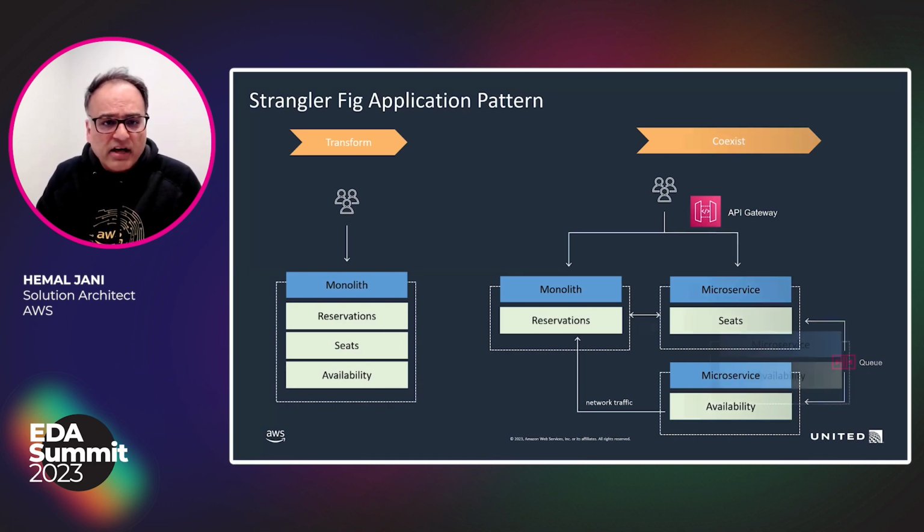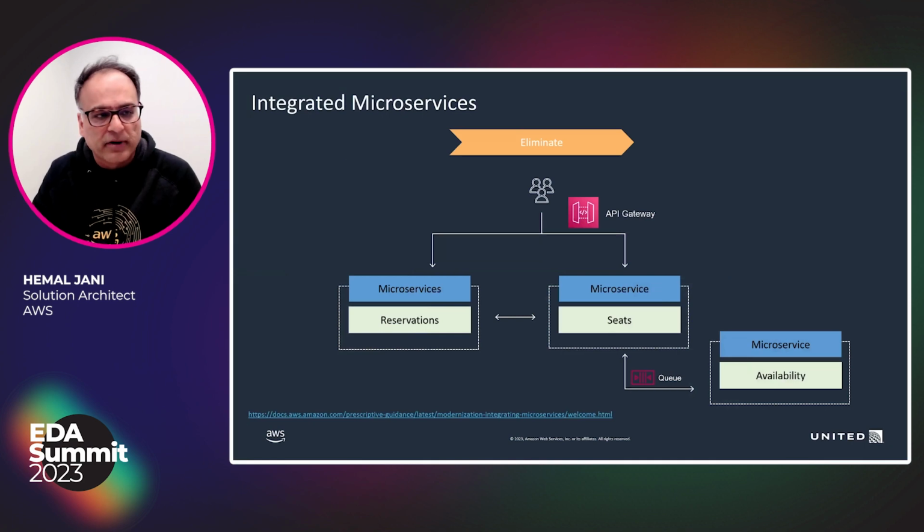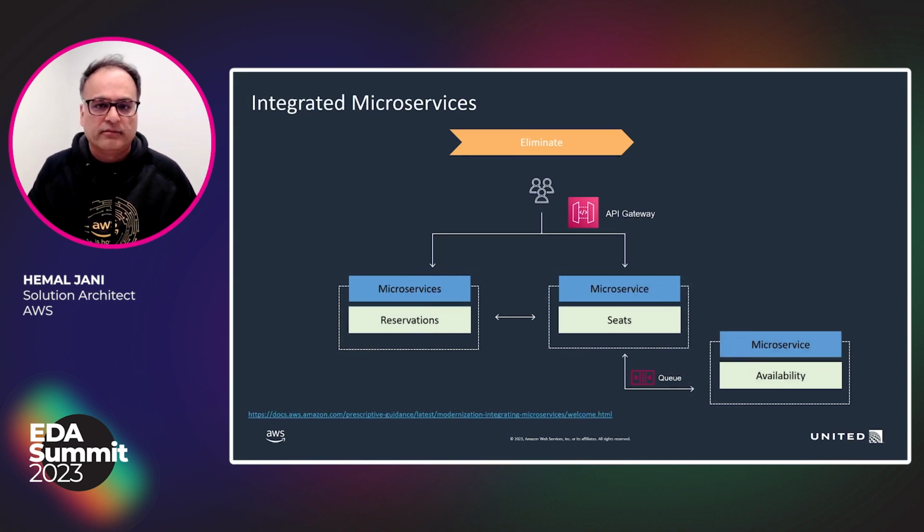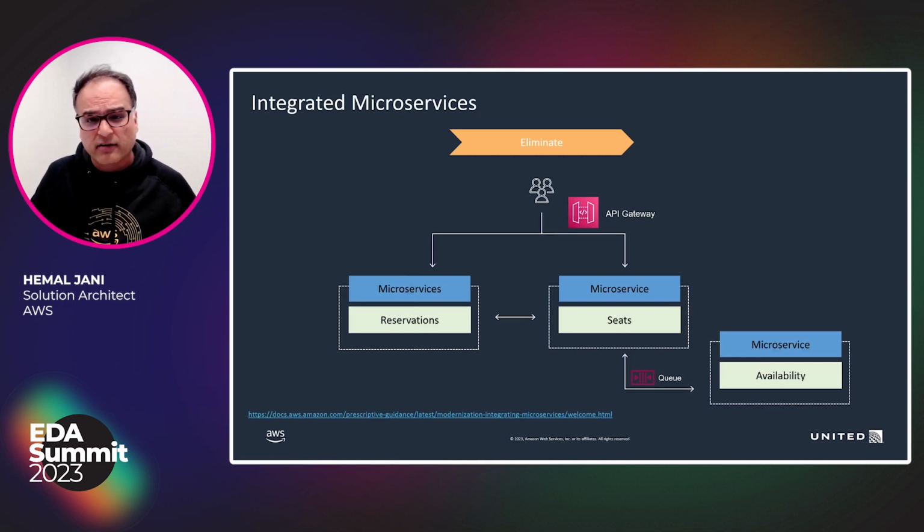The last phase of this is the eliminate phase. Retire the old functionality from the monolith as traffic is redirected away from the monolith to a modernized service. At this point in time, it's safe to decommission the mainframe system, moving completely to a modern application state, focusing organizations' valuable resources on business innovation.